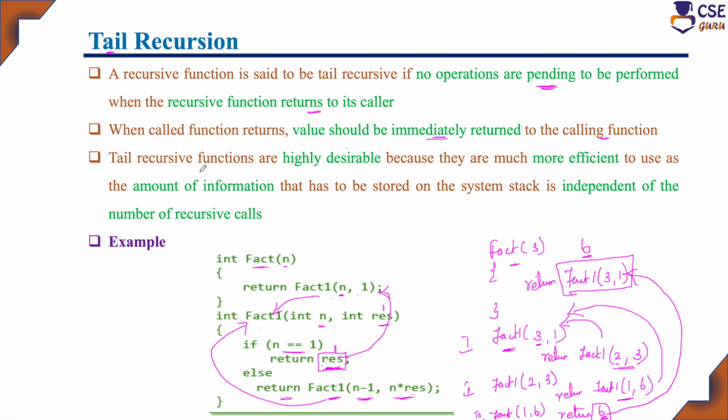So tail recursive functions are highly desirable because they are much more efficient to use. Here the amount of information that needs to be stored in the system stack is independent of the number of recursive calls. Okay, so a tail recursive function is highly desirable because there is no pending operation. So the system stack does not need to be maintained here. It is independent of the number of recursive calls. The overhead for the system stack is reduced in tail recursion.